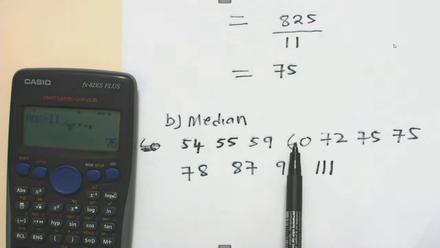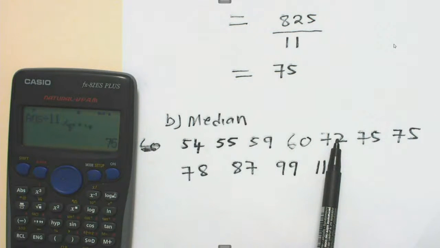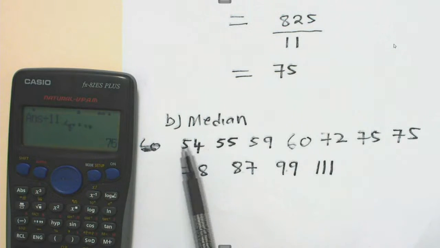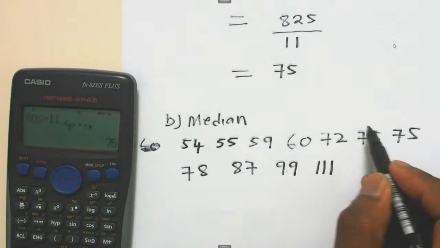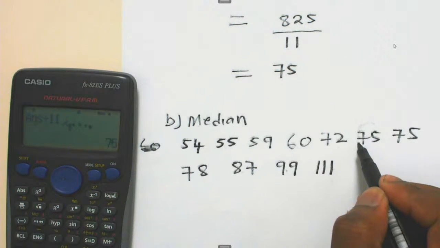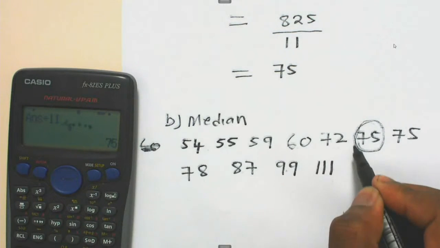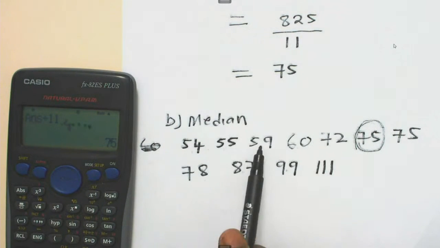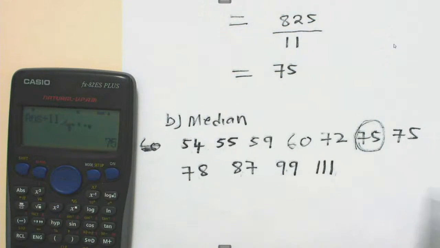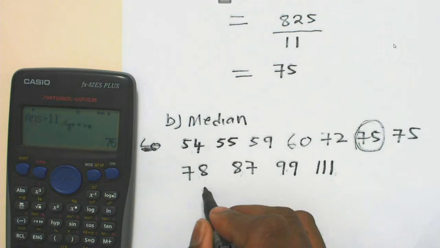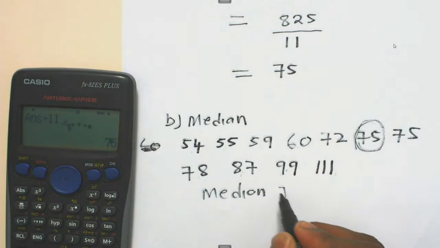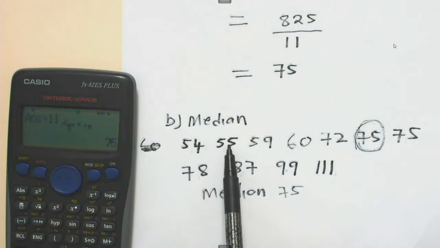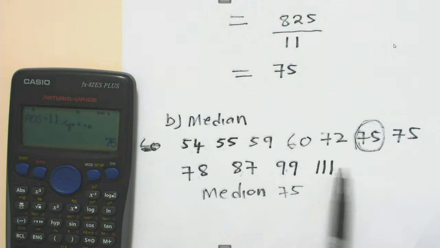1, 2, 3, 4, 5, and then 6, 7, 8, 9, 10, 11. So if it's 11, we'll be having 1, 2, 3, 4, 5, and then if we take this 75, we'll be having 1, 2, 3, 4, 5. It means our median is 75, because it's 5 this side and 5 this side. So our middle value here will be 75. Our median in an ordered set of data is 75.